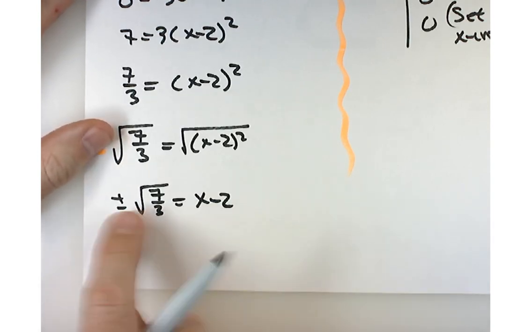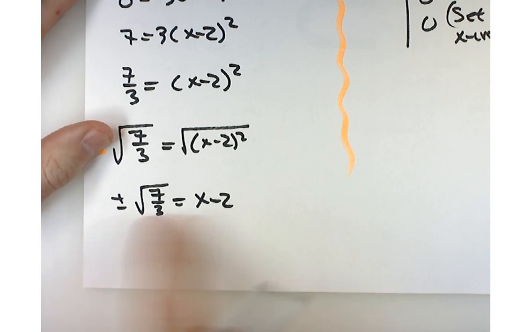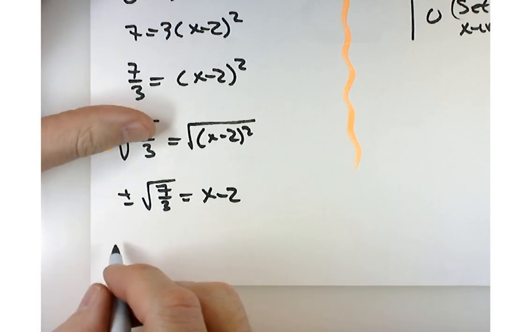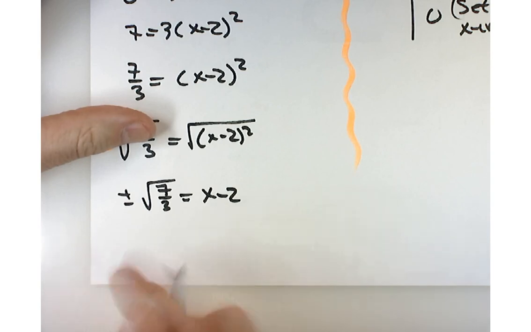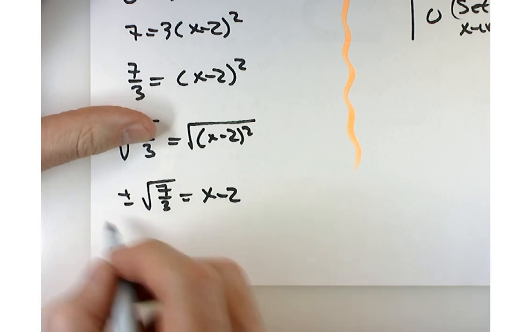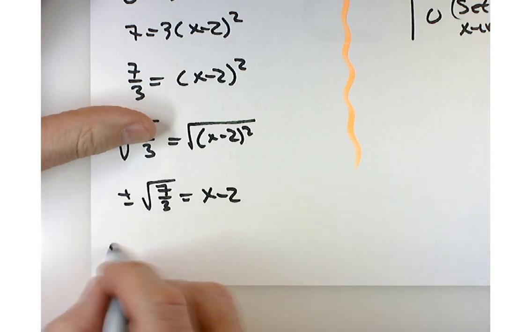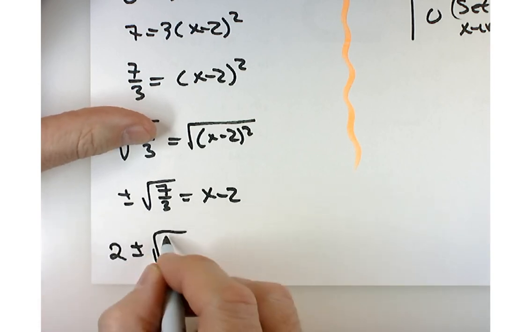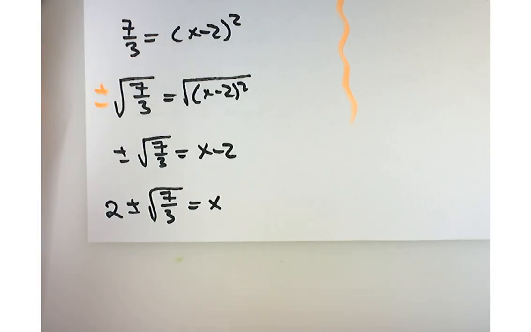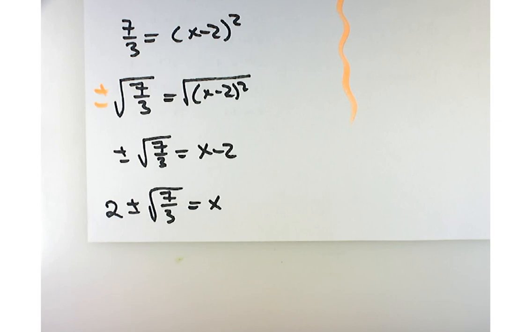Are 2 and the square root of 7/3 like terms? Can I add those up? No, not really. So what I'll do is, when the 2 comes over to the other side, it comes over as a positive 2. It changes sides, changes signs. So I get 2 plus or minus the square root of 7/3.